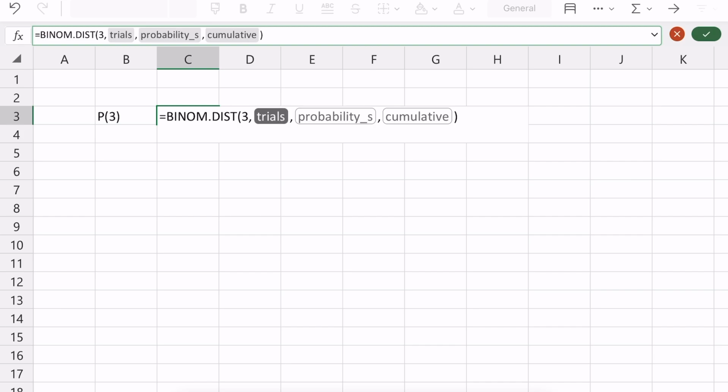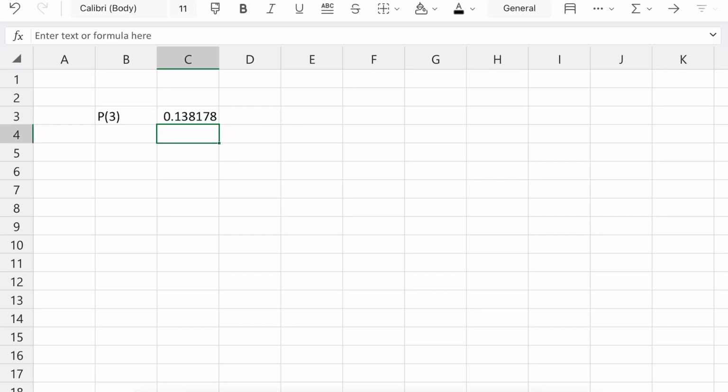Okay, comma, trials, probably means number of trials. 5 trials total, comma, probability S, probability of success, 0.85. Cumulative. What does that mean? I don't want to accumulate anything. I'm just going to put 0 on that one. Just enter. It's exactly what I had before.